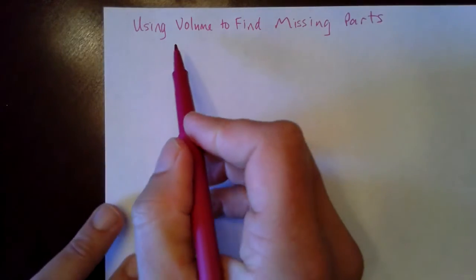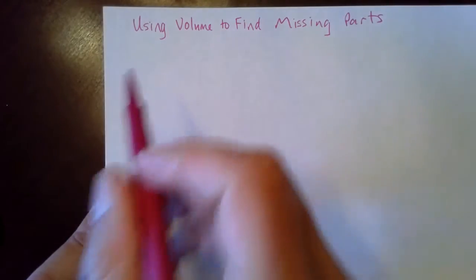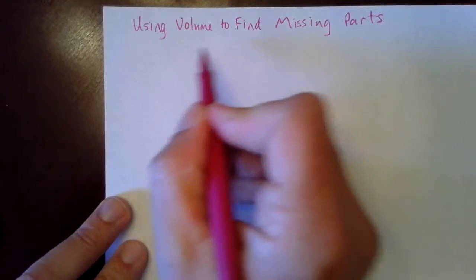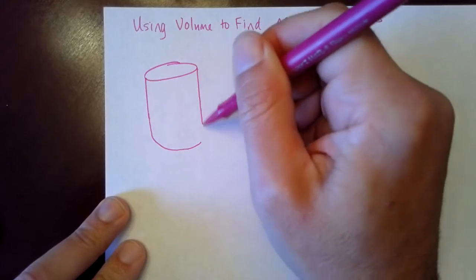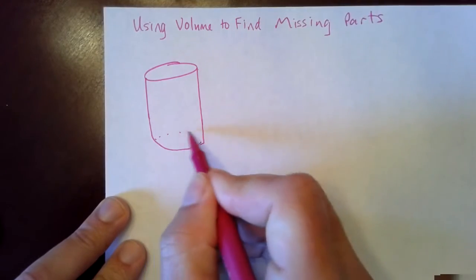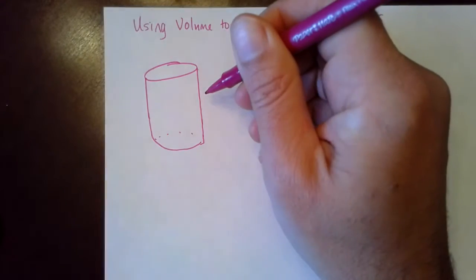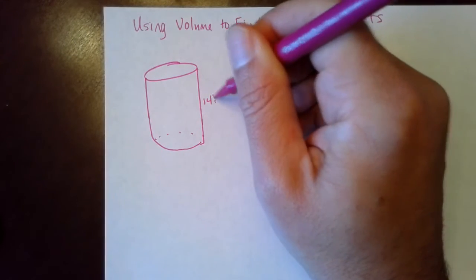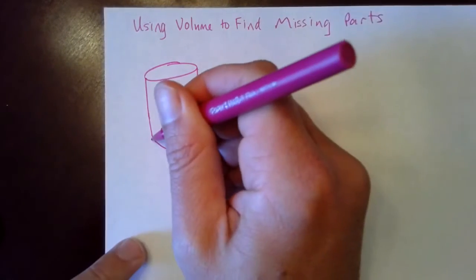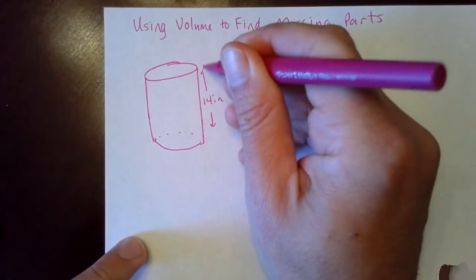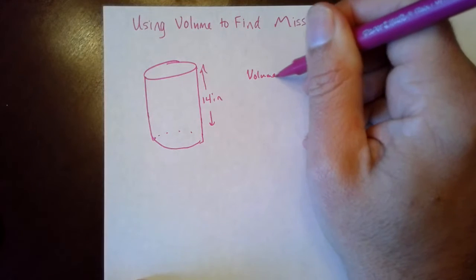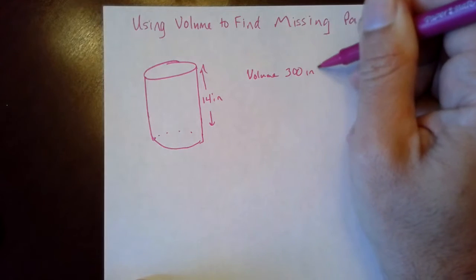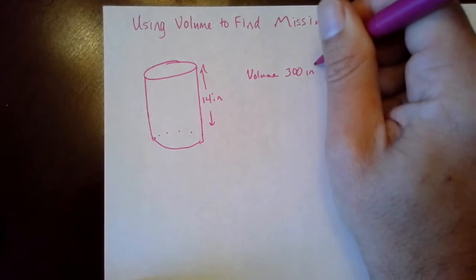All right, so what we're going to do now is use volume to find a missing part of a cylinder. All right, so I'm going to show off my art skills and draw my cylinder. Oh yeah, that's a good one. I'm going to say the height is 14 inches. Oh wow, that is rough. The height is 14 inches, and I'm going to say the volume is going to be 300 cubic inches, let's say.